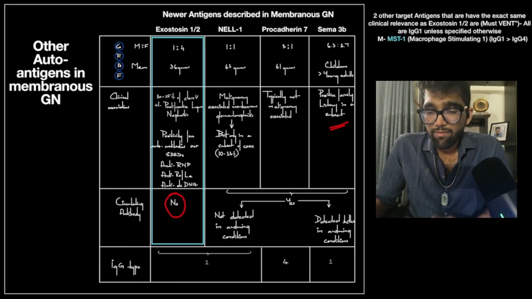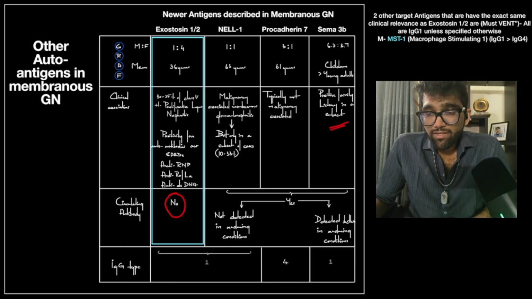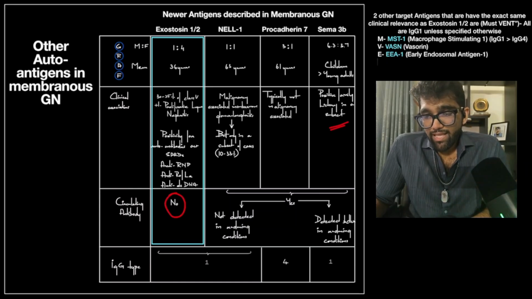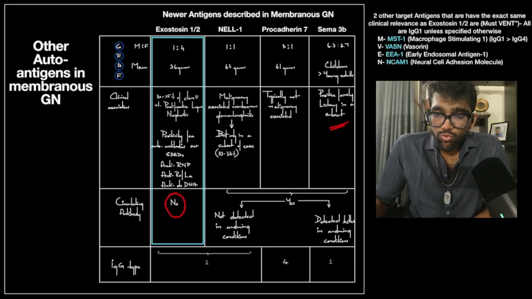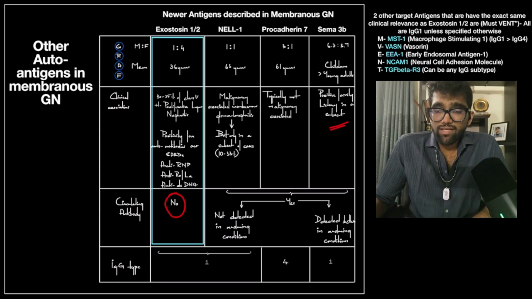M stands for MST, that is macrophage stimulating protein 1, which is IgG1, but can also be IgG4. Then V in Vent stands for Vasorin. Okay. E stands for early endosomal antigen 1. N stands for your neural cell adhesion molecule, and T stands for TGF beta receptor 3. Okay. Now, importantly, TGF beta receptor 3 can be any IgG subtype, including 2 and 3.